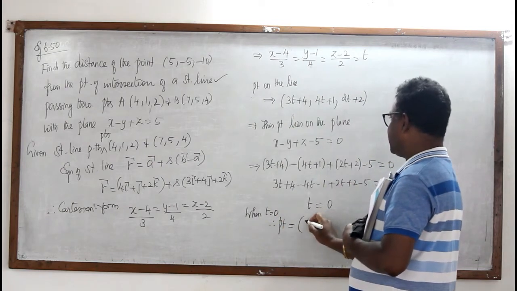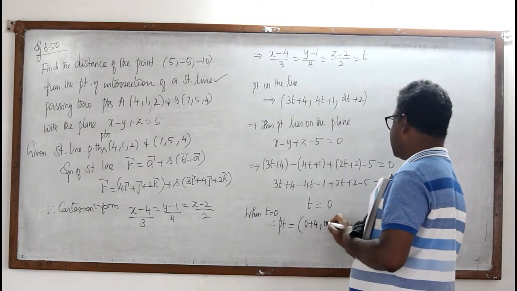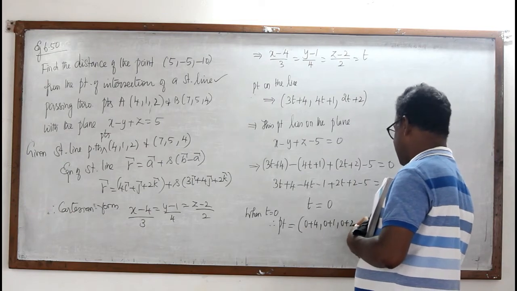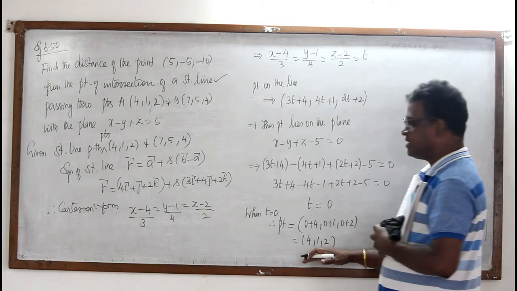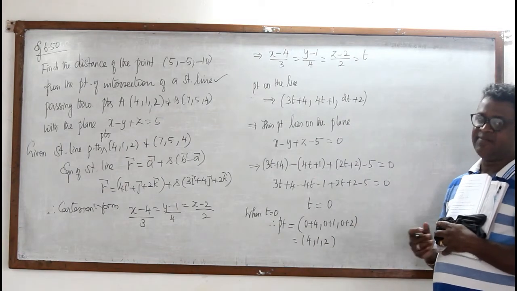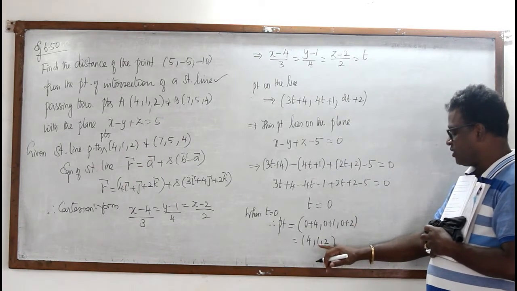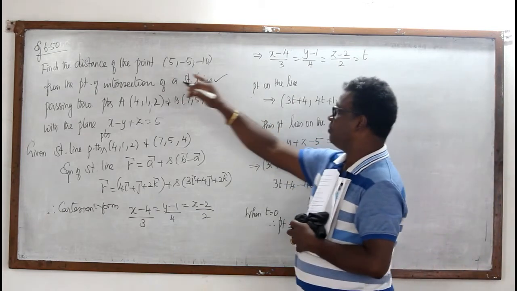Point is, substitute here 0 plus 4, 0 plus 1, 0 plus 2. That is 4, 1, 2. So this is the point on the intersection of the line and the plane. Now I have to find out the distance of this point to the given point.